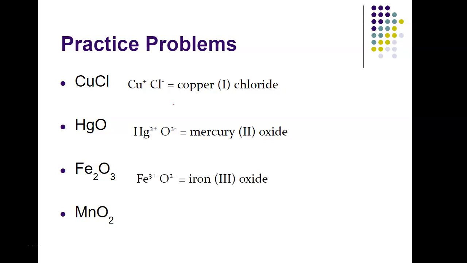Circle flip, Fe3+ and O2-, so my oxygen's good. I get iron 3 oxide. And last but not least, here we have manganese 4 oxide. The oxygen did have to be adjusted in this one, and that's how we ended up with manganese 4.